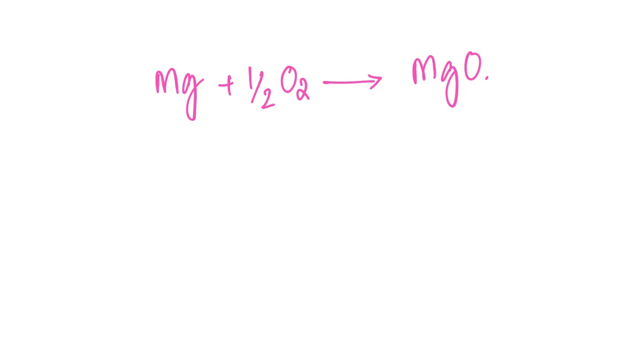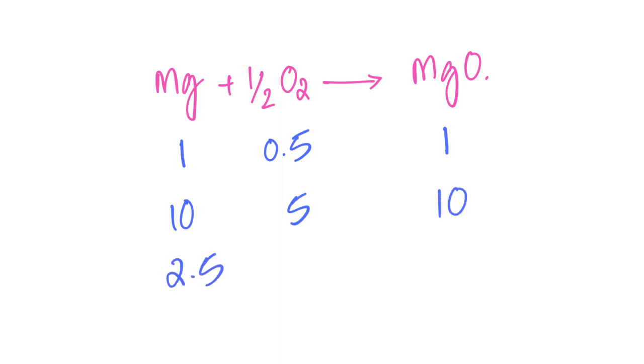All right. So what this is trying to say: if I have one magnesium, I'll need half the moles of oxygen to produce one mole of magnesium oxide. Or if I have 10 of these, I'll need 5 of these to make 10 of these. If I have 2.5 of these, my math is still good, it's 1.25 of this and 2.5 still of this. So it's just ratios. It's all the same. It's just a recipe.